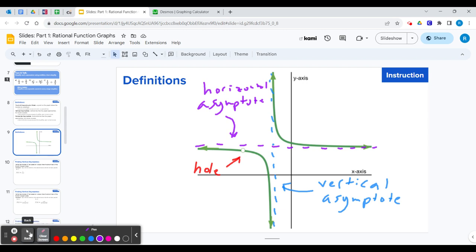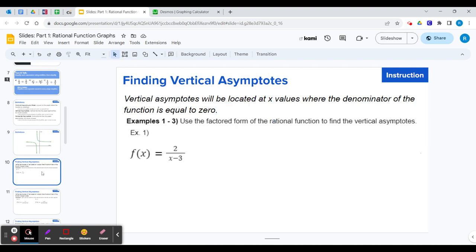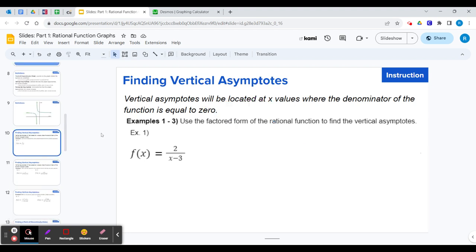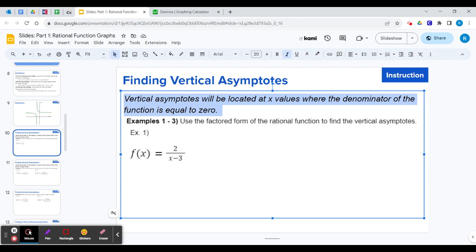We are going to start finding these, and it's going to be really important to have Desmos open alongside this. You'll see me jumping back and forth all the time so we can verify how this stuff works. We're actually going to start with vertical asymptotes because these are the easiest ones to find and they make the most sense. Vertical asymptotes will be located at x values where the denominator of the function is equal to 0.